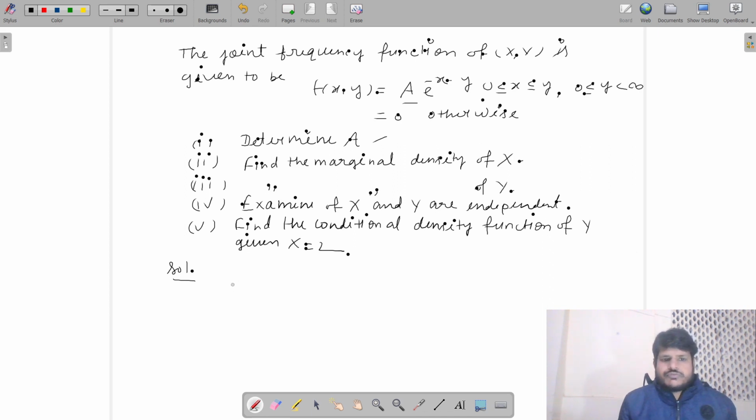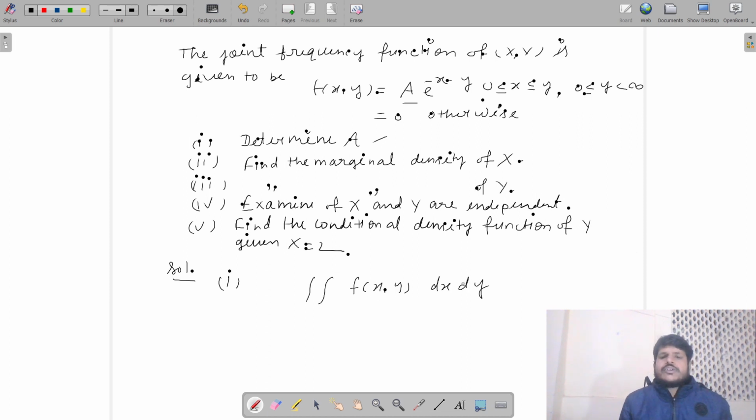Now first we are going to solve this. First of all, we know very well that the area under this joint density function is 1. So we will use the formula: the double integration, because here we have x and y, of f of x comma y dx dy.